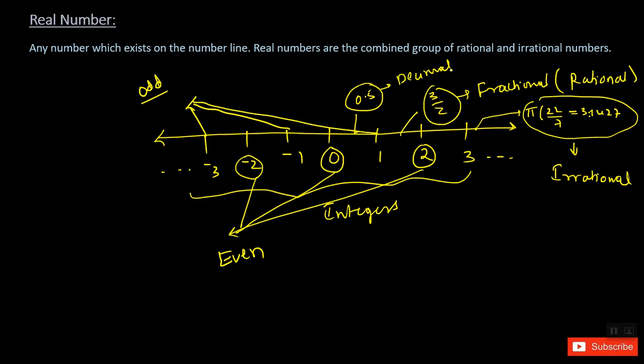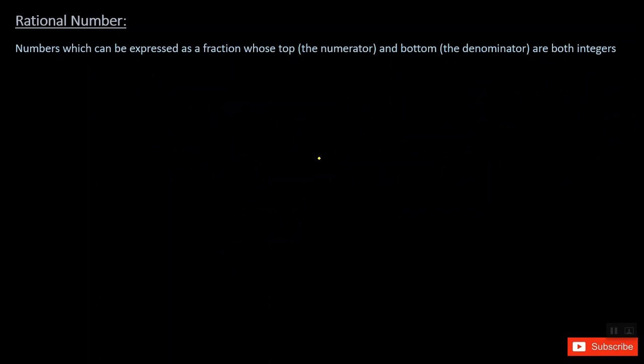Real numbers are a combined group of rational and irrational numbers. As I told you, the rational and irrational numbers are also represented on the number line. The real numbers are further divided into two parts, rational and irrational. Now let's see what these are.